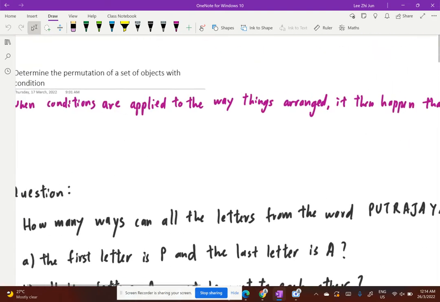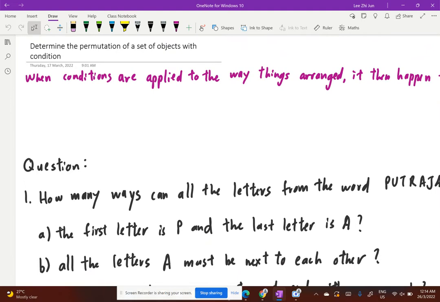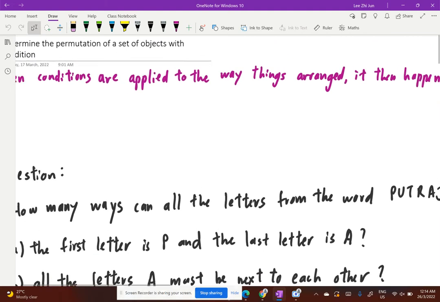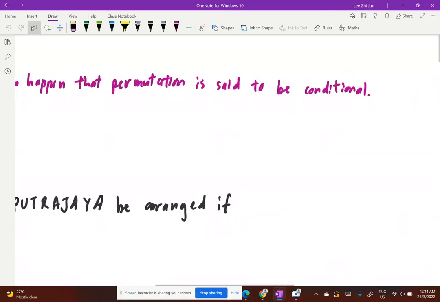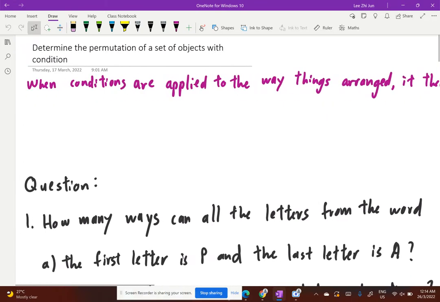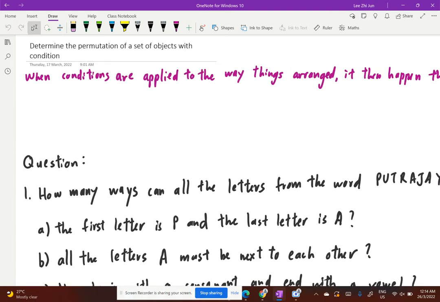So the last one in the permutation: determining the permutation of a set of objects with conditions. When conditions apply to the way things are arranged, the permutation is said to be conditional. Okay, we just go to the question. Just like you arrange a set of objects with some condition applied. So we go to question one.